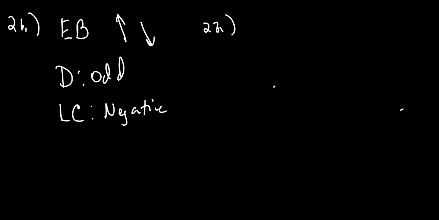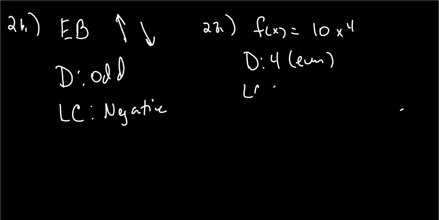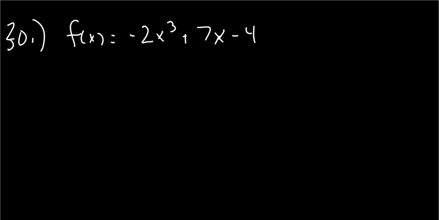28. I'm just finding end behavior. So I have f of x equals 10x to the fourth. The degree is 4, which is even. The leading coefficient is 10, which is positive. Even and positive is pretty simple. They go the same direction, and they both are going to go up and up. So up and to the left, up and to the right. That's it.